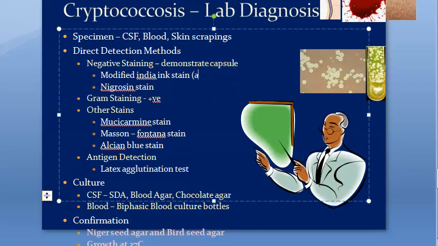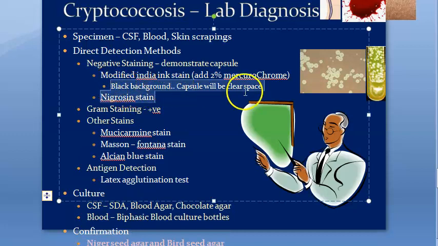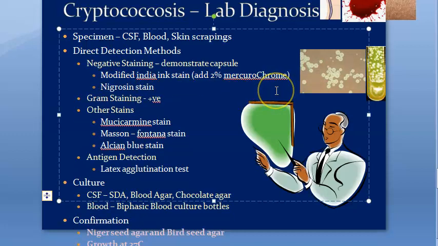What will they add? Add 2% mercurochrome, right? Because India ink is less sensitive. Okay, then what will happen? In the black background, you will see the capsule appear as a clear space.